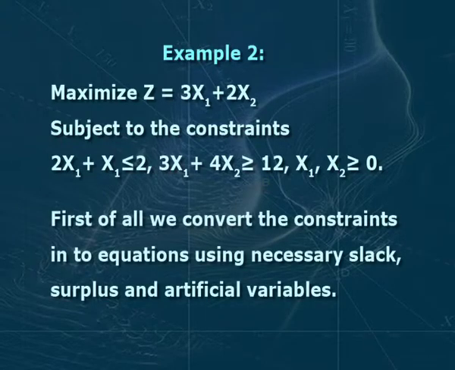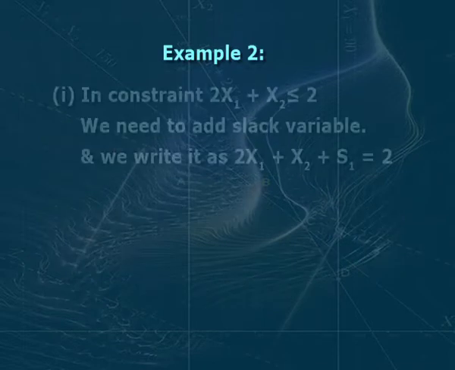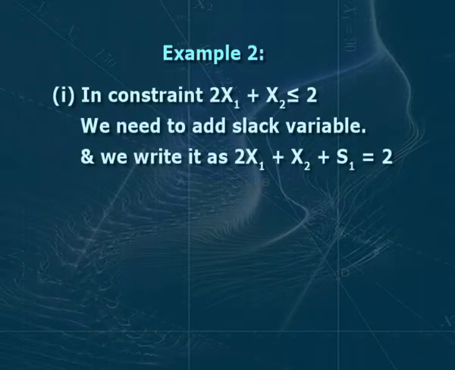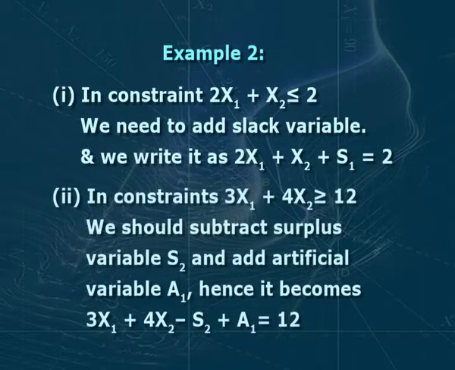Here first of all we convert the constraints into equations using the necessary slack, surplus and artificial variables. First, in the constraint 2x1 plus x2 less than or equal to 2, we need to add a slack variable and we write it as 2x1 plus x2 plus s1 equal to 2. Second, for the constraint 3x1 plus 4x2 greater than or equal to 12, we should subtract a surplus variable s2 and add an artificial variable a1. Hence, it becomes 3x1 plus 4x2 minus s2 plus a1 equal to 12.